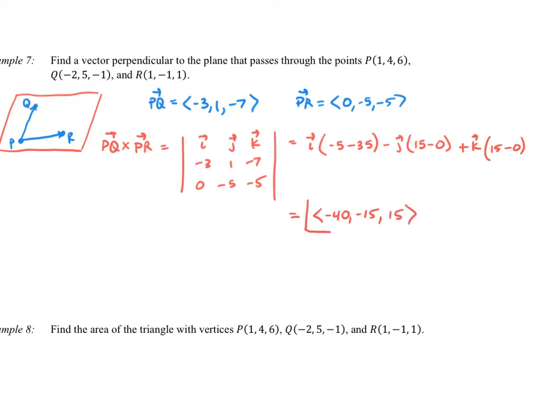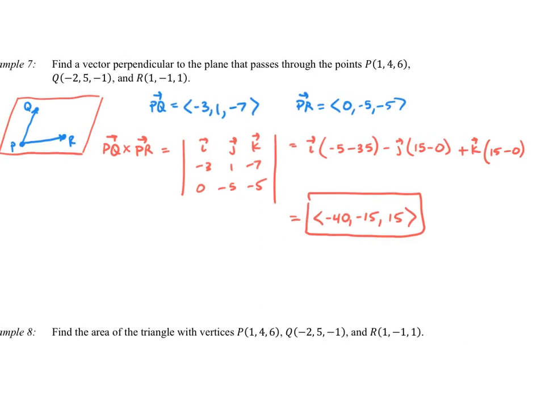Now this is certainly an answer. That vector is perpendicular to this plane. Let's say that you wanted to scale this for some reason, and you decided you'd divide by, I don't know, 5. So you get the vector -8, -3, and 3. That's totally fine. That vector is also perpendicular to the plane. What if you multiply by -1 and you got 8, 3, and -3? Totally fine. Let's say you wanted to scale it by 30. Fine. There's a bunch of vectors that are perpendicular to this plane. That's what we're trying to find.